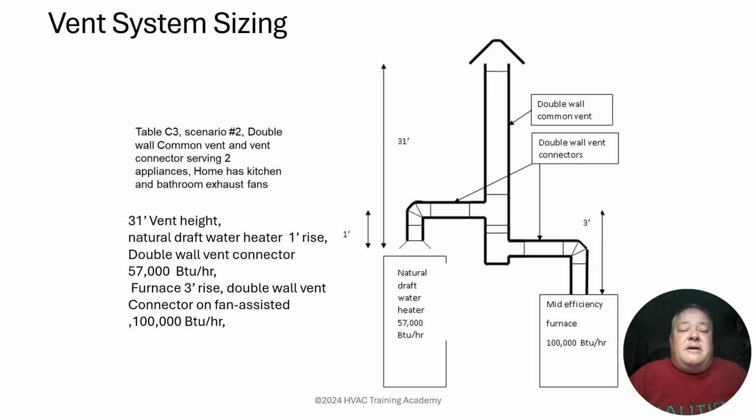So you can see here on this diagram, we have now picked out a 5-inch vent connector for our natural draft water heater. We have a 4-inch vent connector for our mid-efficiency furnace. And we have a 5-inch common vent, which goes from the point where the flue gas exhaust from both appliances flows together to the outlet outside of the house. That is known as the common vent. Again, that'll be 5-inch.